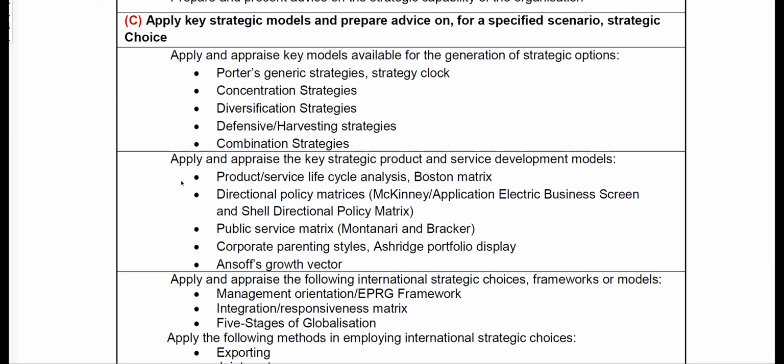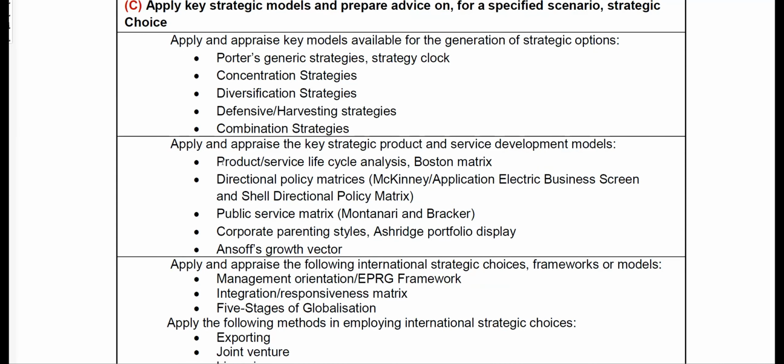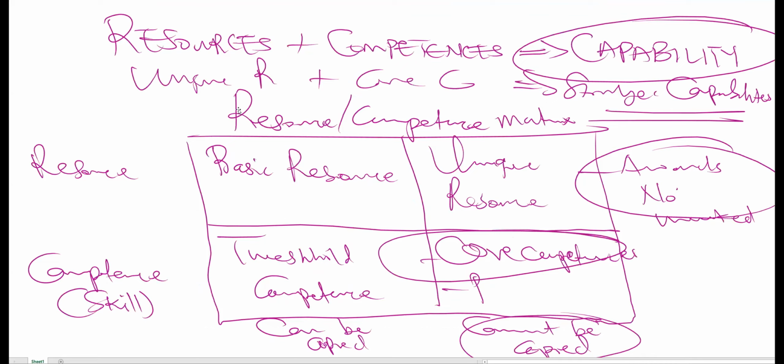So we come to applying key strategic models. And for key strategic models, they said we should be able to apply and appraise key models available for generation of strategic options. So we have Porter's generic strategies and the strategic clock. These ones help you to identify and evaluate competitive advantage. So we have 3 main strategies, okay? But these 3 main strategies that Michael Porter came with, they are competitive strategies. To compete in any industry, you need 2 main strategies, right? But these 2 main strategies can branch out into other strategies. Actually, they say 3 because the last one is a niche strategy, right? Which is another strategy on its own.